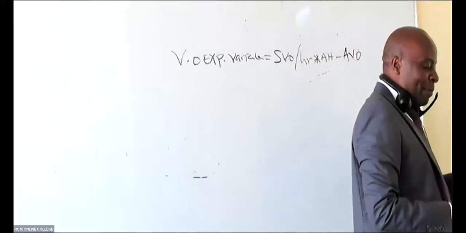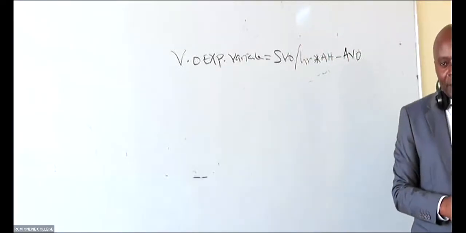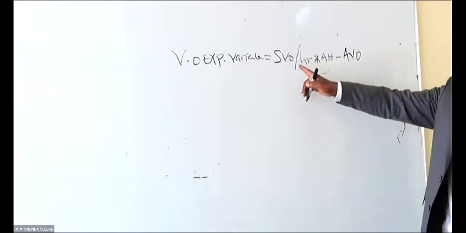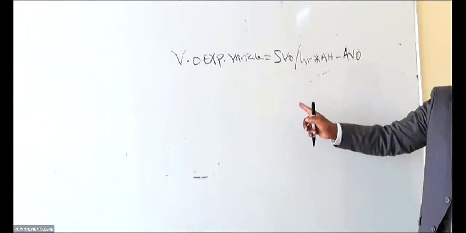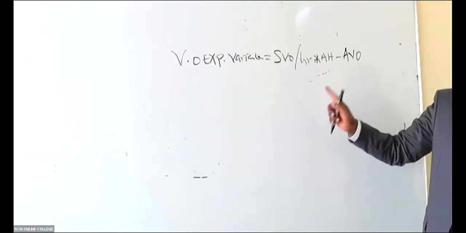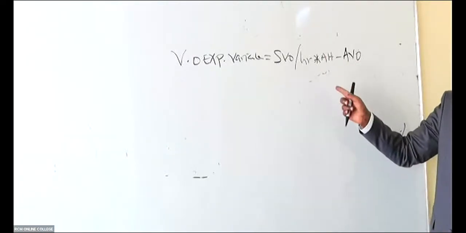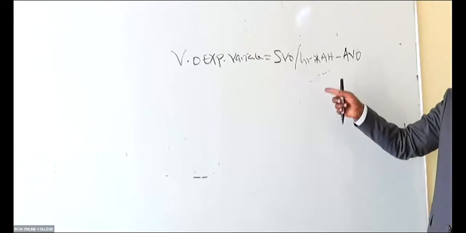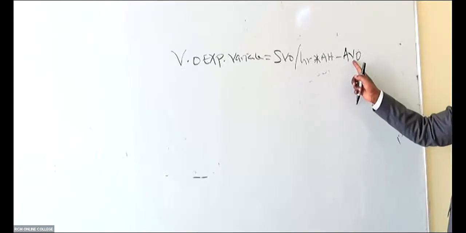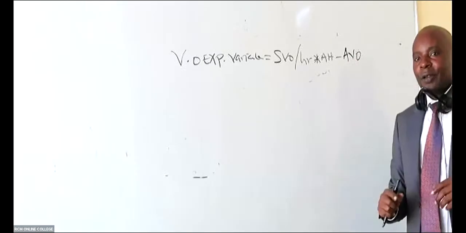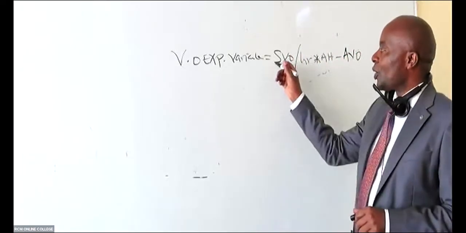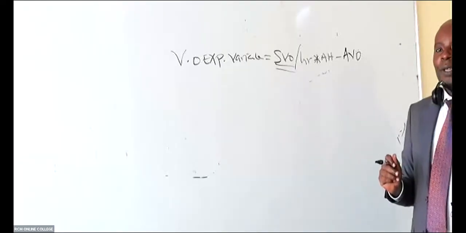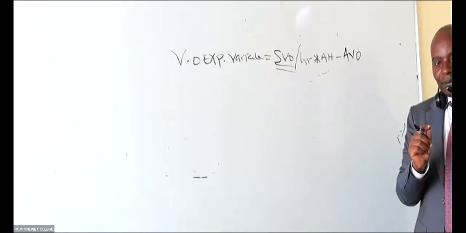So anytime they talk about variable overhead expenditure variance, we take standard variable overheads per what? Per hour. Standard variable overheads per hour times actual hours minus actual variable overheads. What confuses so many ninjas is this: standard variable overheads per hour.